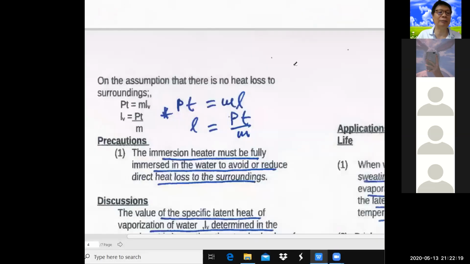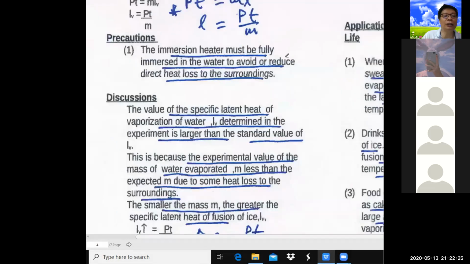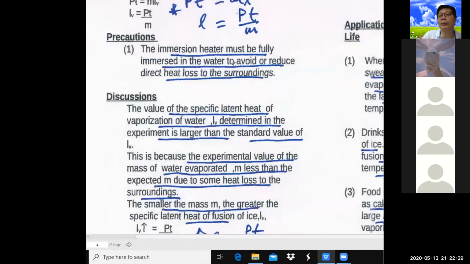Okay, now you see here. This one no need to explain now. So look at here. The precaution: the immersion heater must be fully immersed in the water. I told you already, right? Just now, make sure the immersion heater is fully covered by the water to reduce heat loss. And also you need to use a cloth to cover the whole beaker.